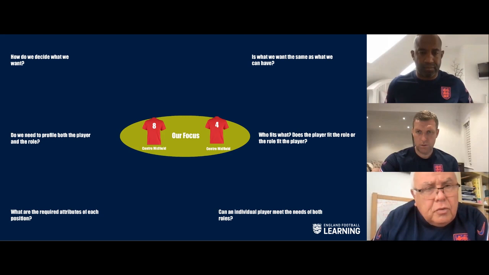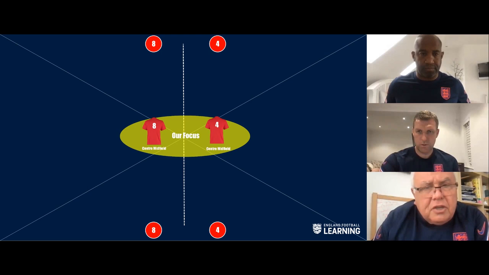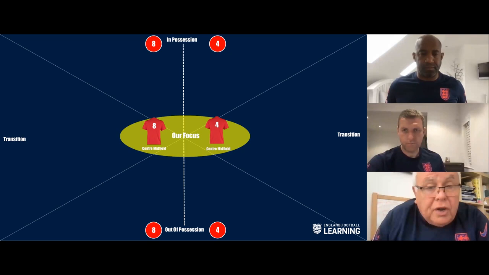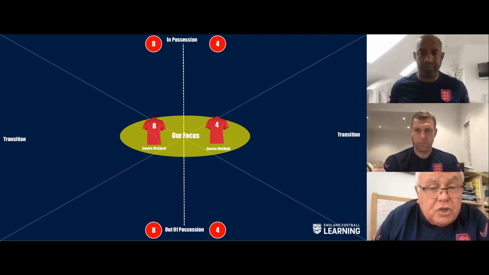And then finally, this diagram. I just put this in as something that people might want to think about. If you needed a model where you could just jot down your thoughts, I just put this in and went, okay, what are the attributes of an 8 in possession, out of possession? What do they need to be able to do during transition? The same with the 4. I'm not going to pretend to put all the answers in now. It's just a model that people might want to adopt, or design their own, feel free to do that.